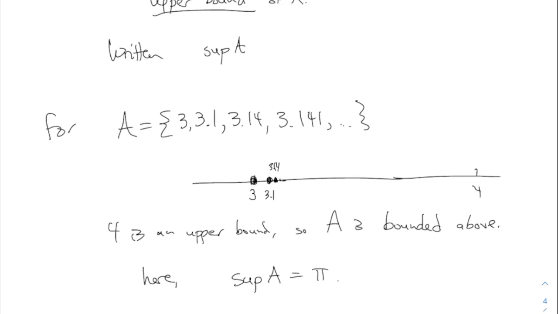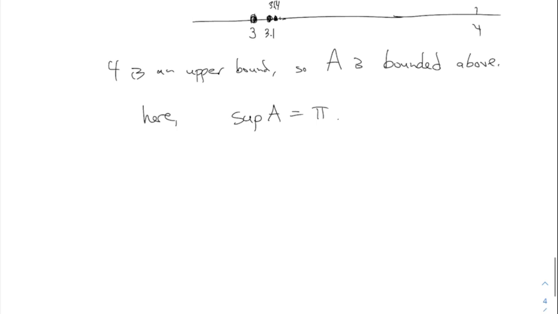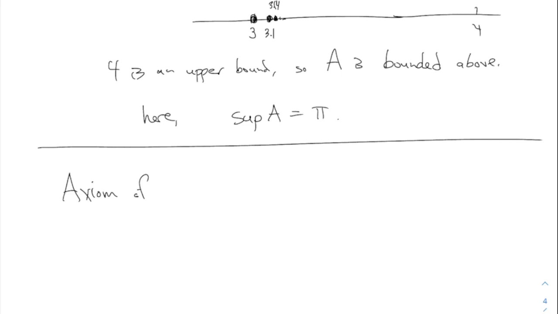Great. I think it's time to say, this is a big deal, the completeness property of the real numbers, also known as the axiom of completeness. It's called an axiom because for our purposes in this class, we are not going to try to prove this. We're going to take this as one of the parts of what defines the real numbers.